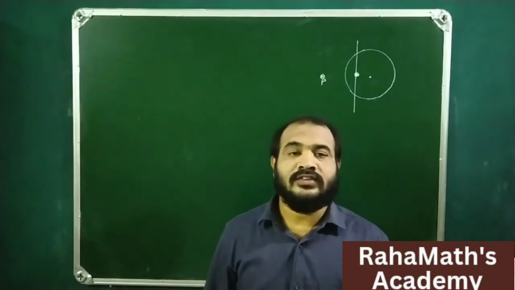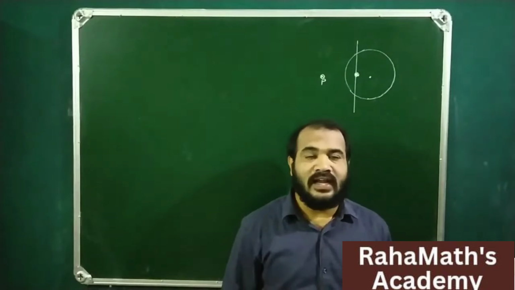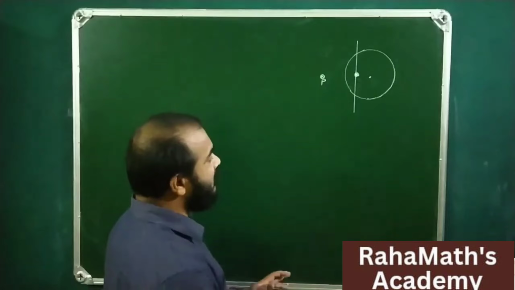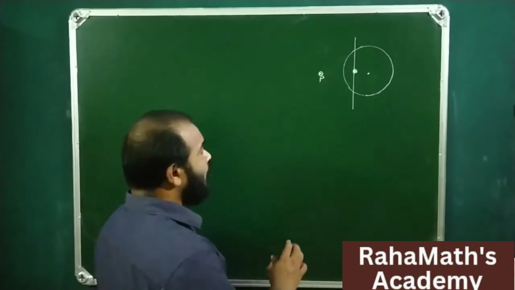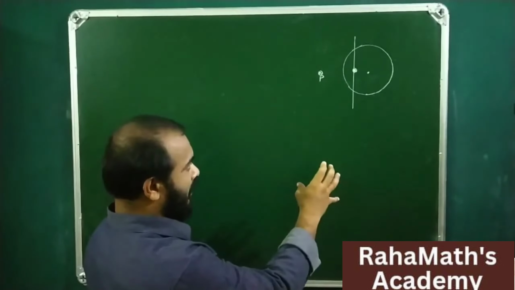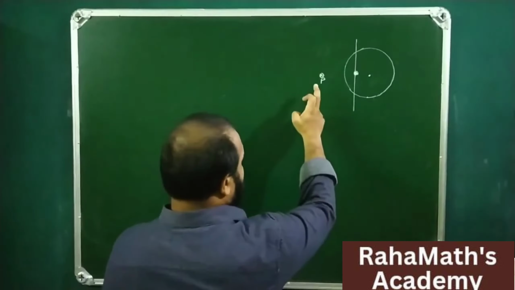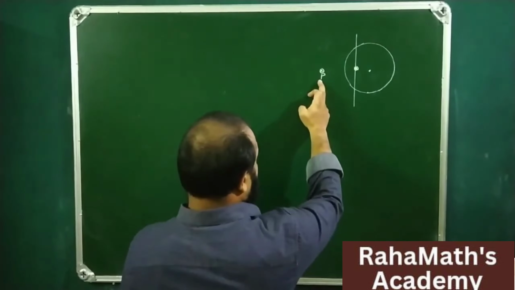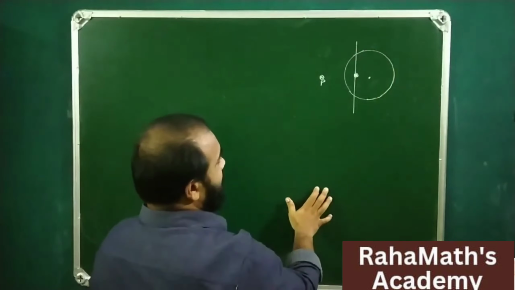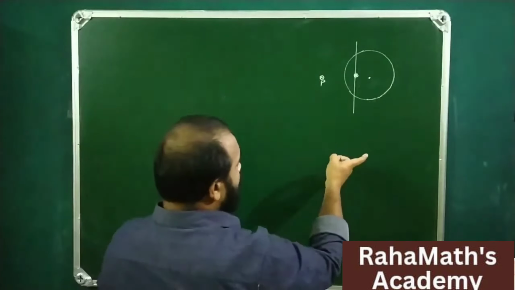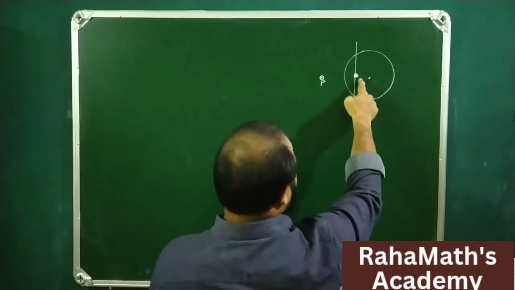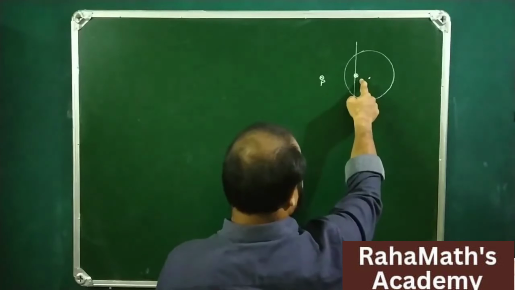Let us revise the concepts of conjugate points and conjugate lines that we have discussed yesterday. To understand the concept briefly, we have already discussed the concept of pole and polar. If the point P lies outside the circle, the polar cuts the circle at two distinct points. And if the pole lies inside the circle, the polar neither cuts nor intersects the circle.